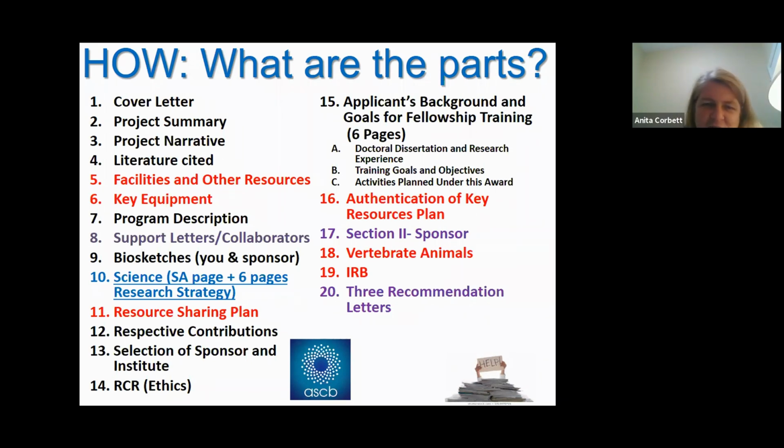That does leave quite a few little bits and pieces that you do have to write, but some of the things you probably have written before: applicant's background and goals for the fellowship training, doctoral dissertation and research experience. You probably wrote about some of that when you were applying for postdocs. Then your training goals and objectives, activities planned under this award. All of it has to do with this narrative of saying, how is this experience, doing this set of research experiments, working with this mentor in this environment, going to help train you for the next stage of your career? And if you're writing these F32 applications, typically that next stage of your career would be some sort of independent research position, most likely a faculty position, but not always.